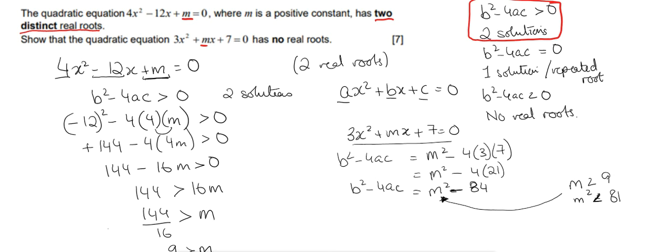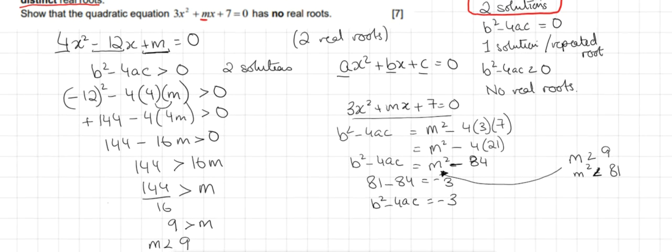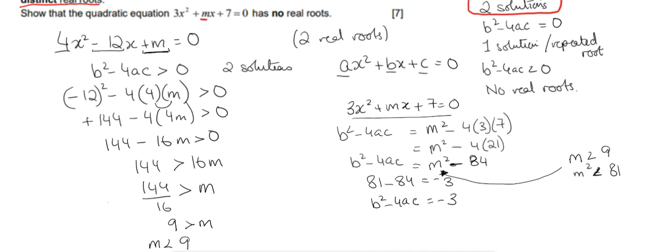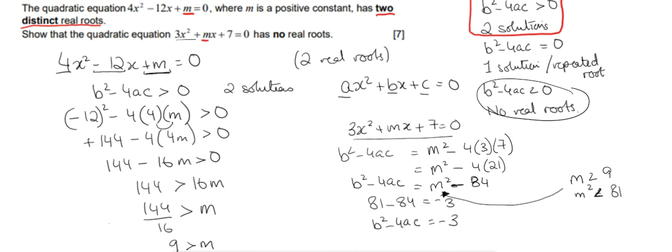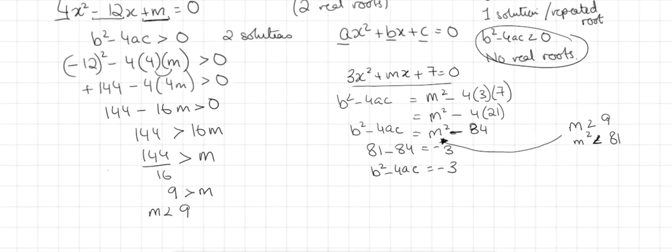And what would happen if you put 81 or all values less than 81? You are always going to get a negative answer out. So if I put in 81 minus 84, I get an answer of minus 3. If you get a discriminant value of minus 3, therefore b squared minus 4ac is equal to minus 3. You now have to evaluate what that means. If I get a negative answer, anything less than 0, we are saying that there are no real roots. So we've actually just answered the question here, because it shows that this quadratic has no real roots.